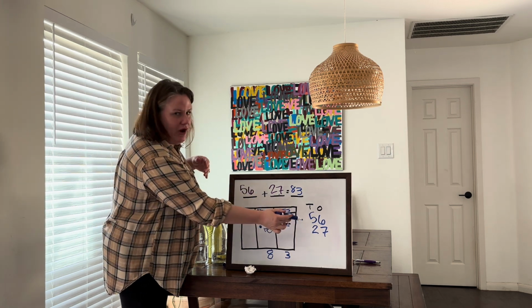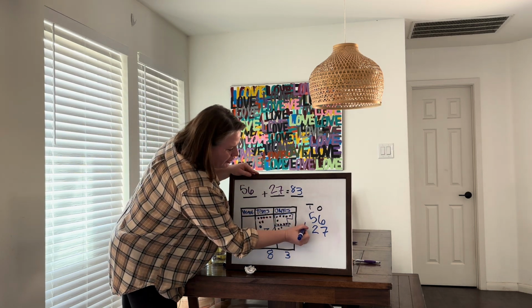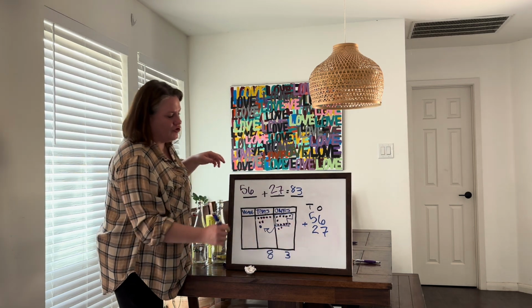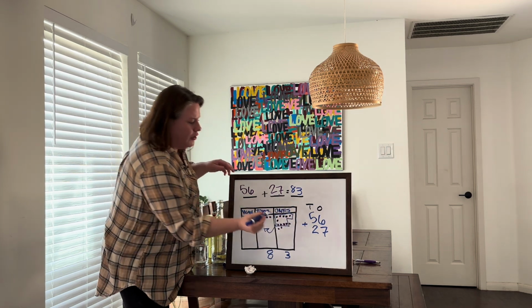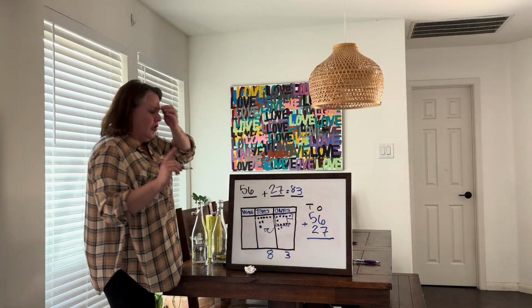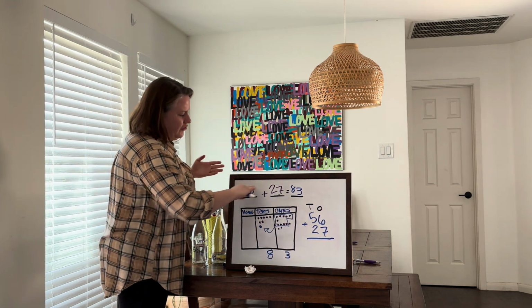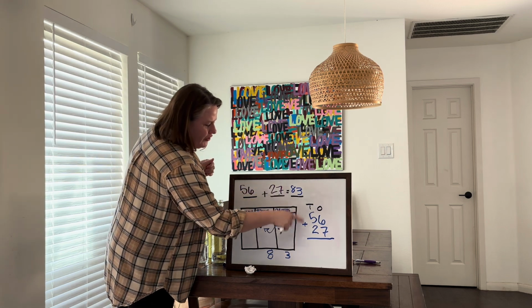Are we subtracting or adding here? We're adding because it says it right here. So we're going to take our plus sign and put it out here to the left. So we know we're adding 56 plus 27. Now, we're going to make this sign, and this means equals, okay? So, look, looks just like this number, doesn't it? 56 plus 27 equals. That's what we have.